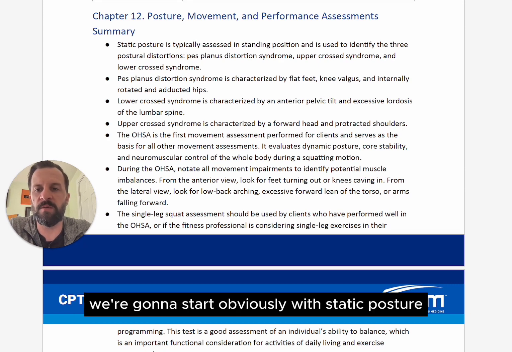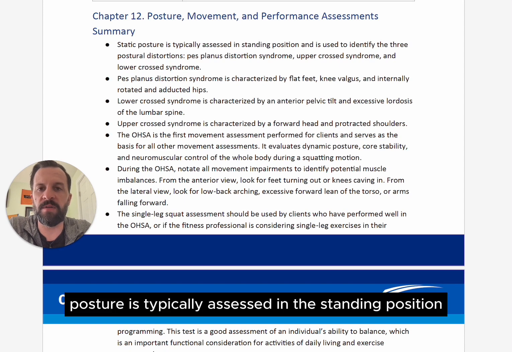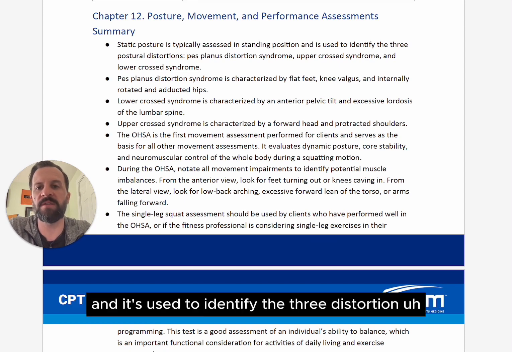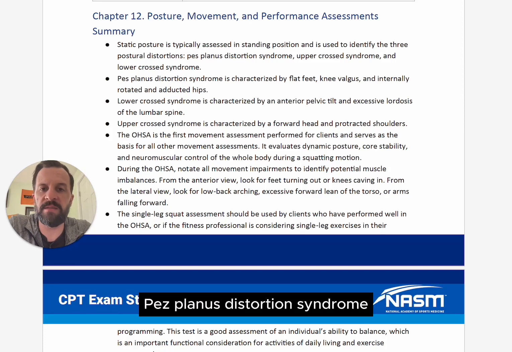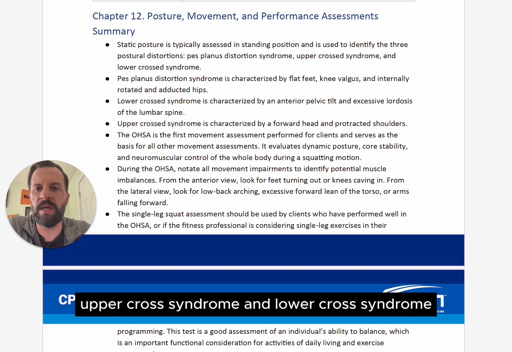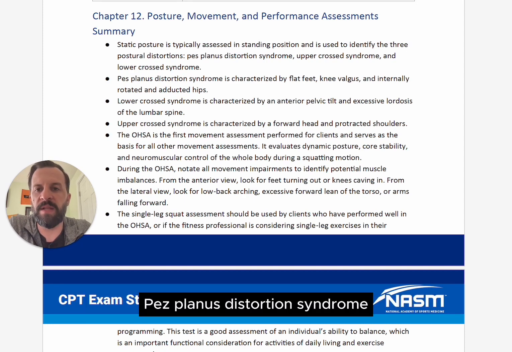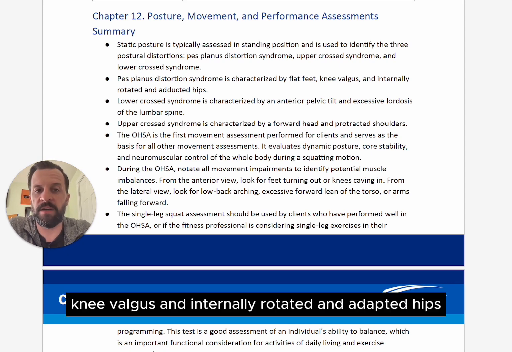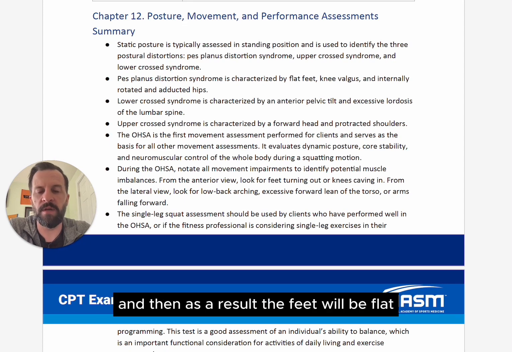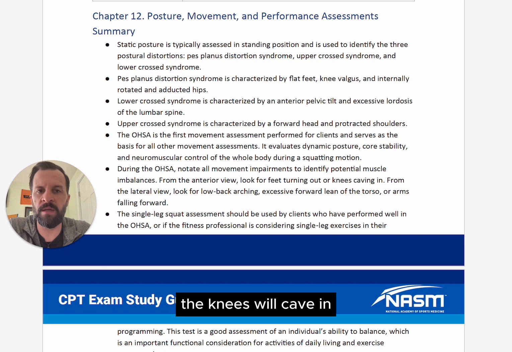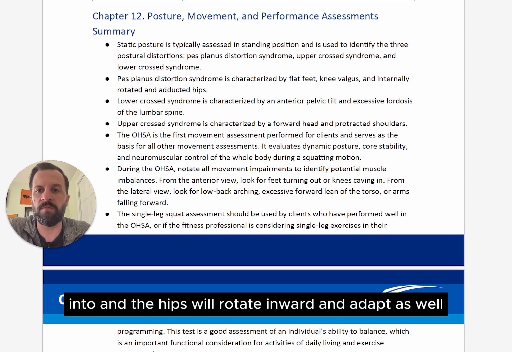We're going to start obviously with static posture. Static posture is typically assessed in the standing position, and it's used to identify the three postural distortions that we see: pes planus distortion syndrome, upper cross syndrome, and lower cross syndrome. Pes planus distortion syndrome is characterized by flat feet, knee valgus, and internally rotated and adducted hips. So that flat foot, we're not creating a good arch, and then as a result, the feet will be flat, the knees will cave in, and the hips will rotate inward and adduct as well.